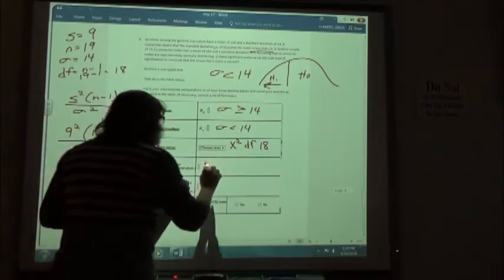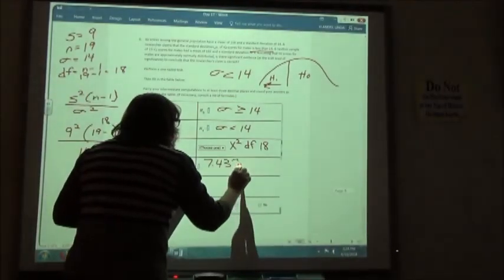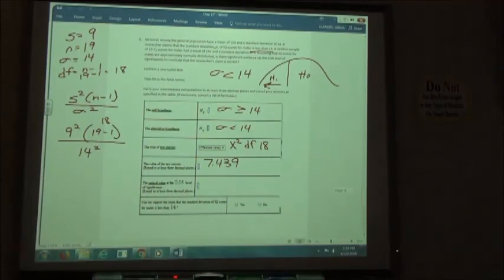7.439. I wrote 2 different things there. Now I'm trying to figure out which one was the one I wanted. I think it's the bottom one.